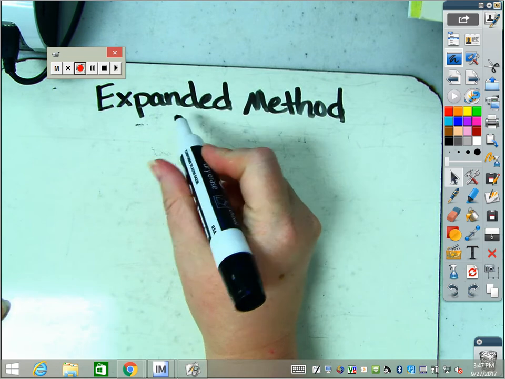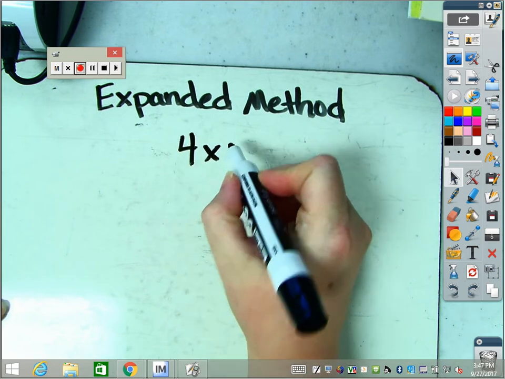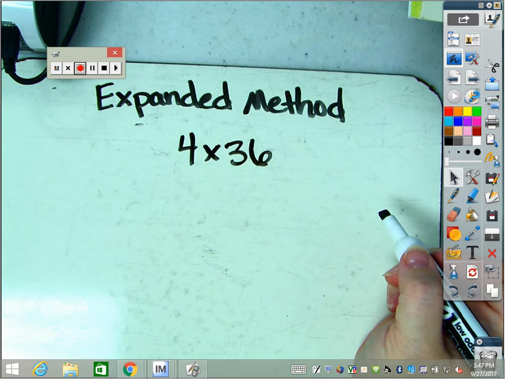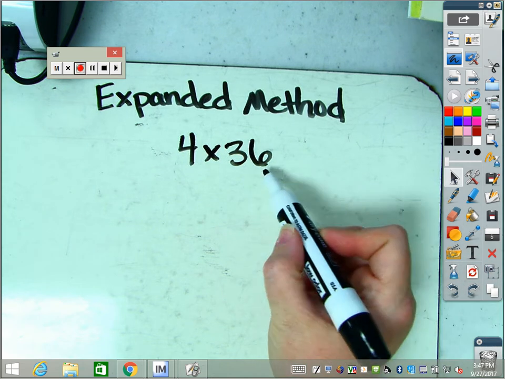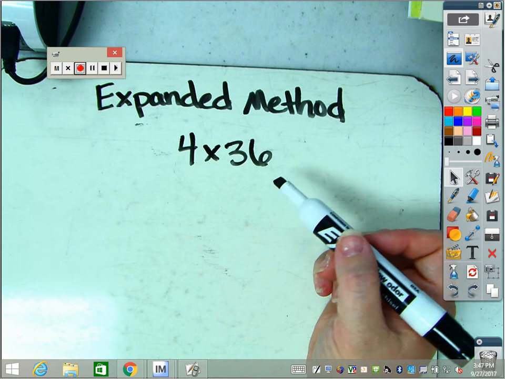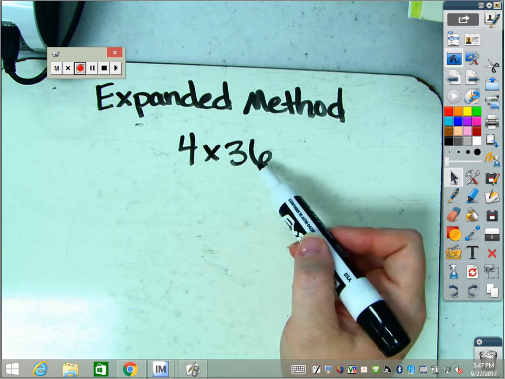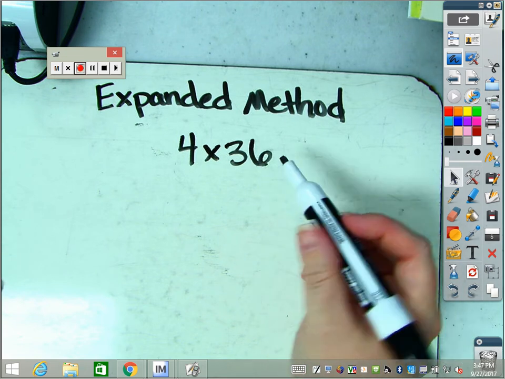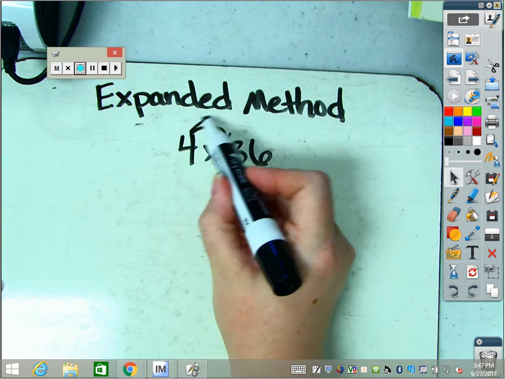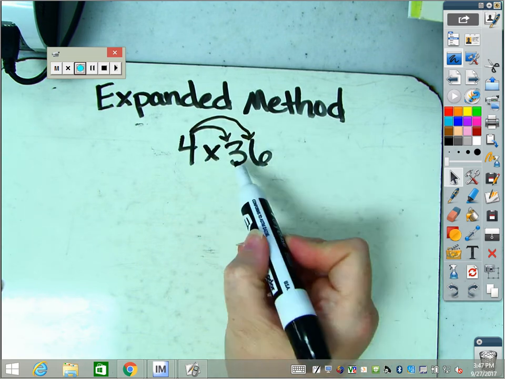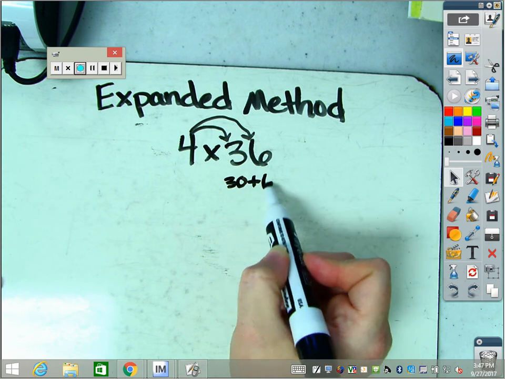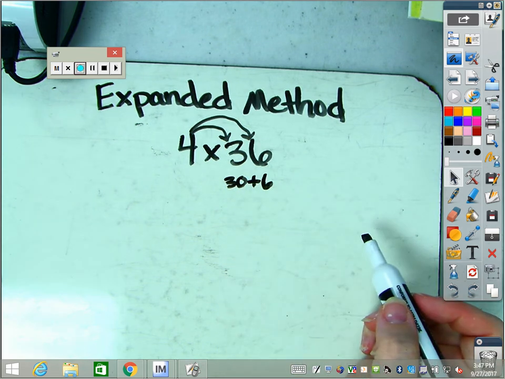This time we're going to do 4 times 36. Sometimes one of your factors will be 2 digits. Sometimes one of your factors might be 3 digit or 4 digit. No matter how many digits your factor has, the method is still the same. So in this one, I'm distributing that 4 to each of my places. 36 in expanded form would be 30 plus 6. That's how you write 36 in expanded form.